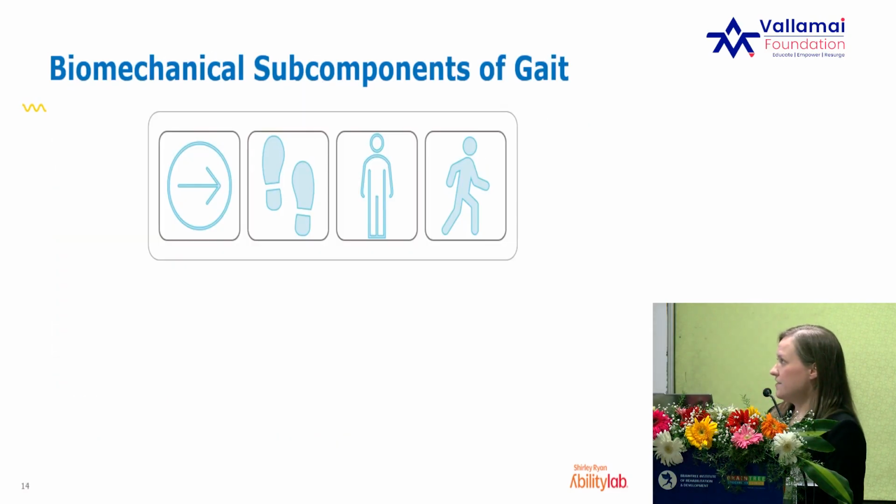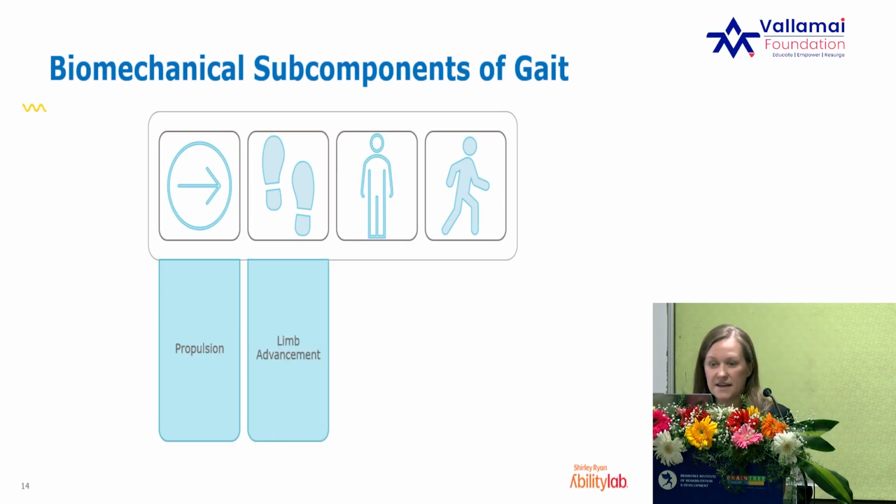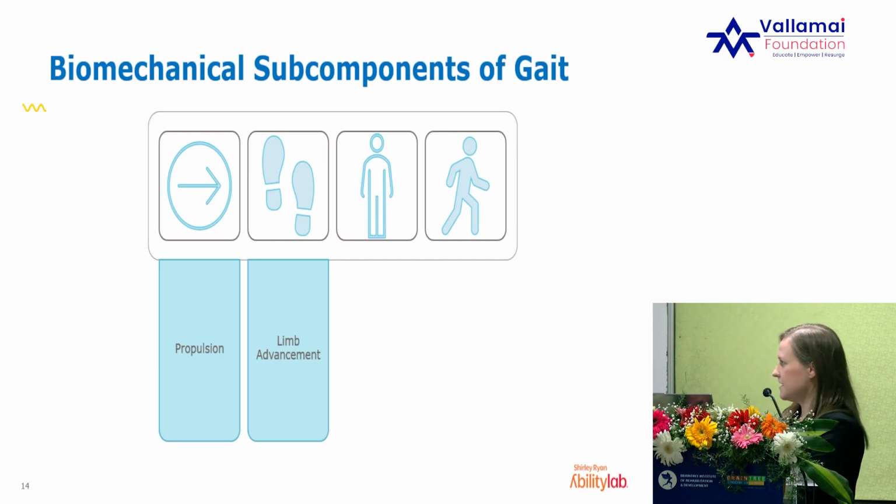To ensure you're having a successful gait training session, you want to make sure that you're achieving 4 different subcomponents of gait. The first one of these is propulsion. Propulsion is the ability to move your center of mass in a specific direction, whether that's forward or backward or sideways during stance. The second one is limb advancement. This is achieving adequate foot clearance during swing, and then also achieving a positive step length on both sides.